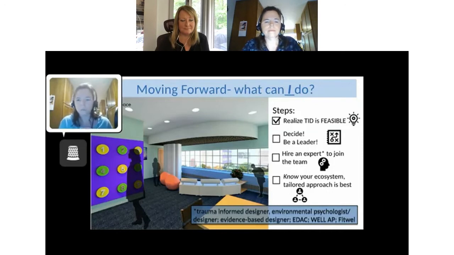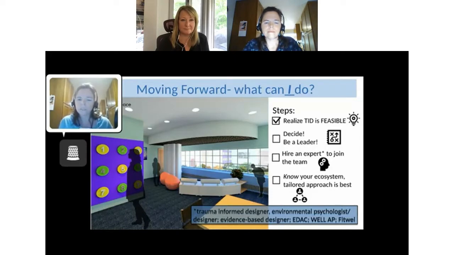Well, you've already done step one, which is to realize that trauma-informed design is feasible, and even the smallest changes can have measurable impacts on the health and well-being of your educators and the students involved. So go ahead and decide, make that choice, and be a leader. I would strongly recommend hiring an expert to join the team.